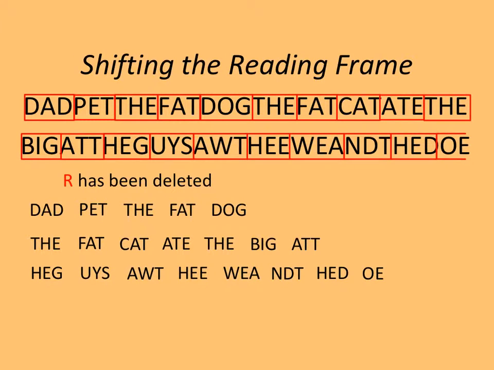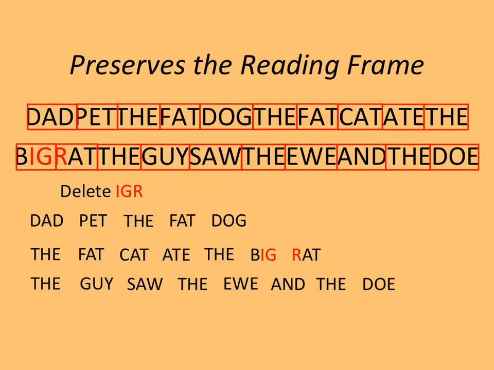So the R has been deleted, and now we have: Dad pet the fat dog, the fat cat ate the big heg ooze. Now we're going to actually do a deletion of 3. A codon is made of 3 base pairs. And so we're going to change the meaning, but we're going to still be in the reading frame.